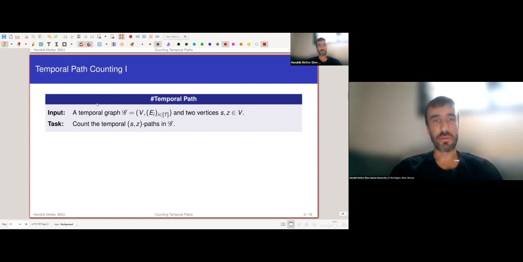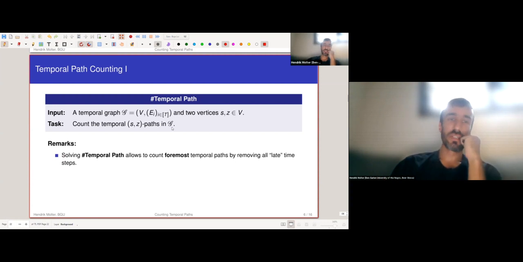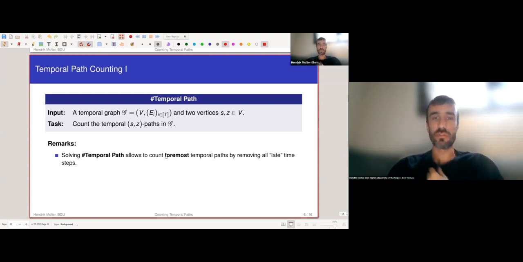And we look at this very simple problem. We're just given a temporal graph and two vertices S and Z, and we are interested in counting the number of temporal SZ paths. And if you think about it a little bit, if we can solve this problem, we can also count the number of foremost temporal paths just by removing all late time steps, because computing one foremost temporal path can be done in polynomial time.